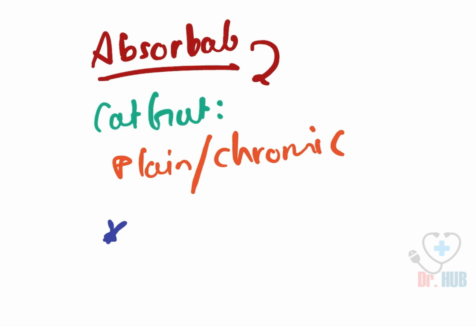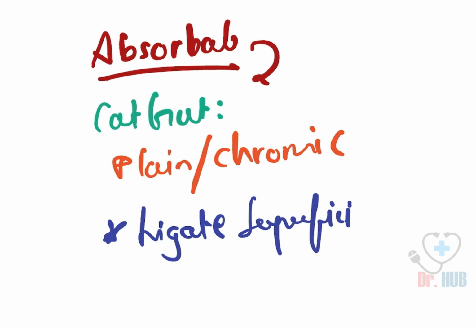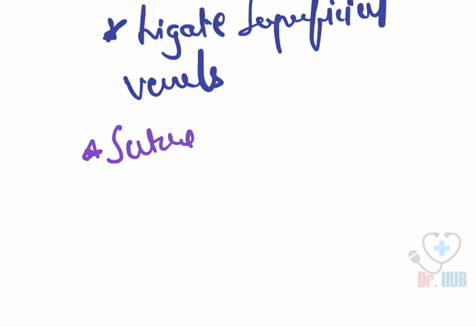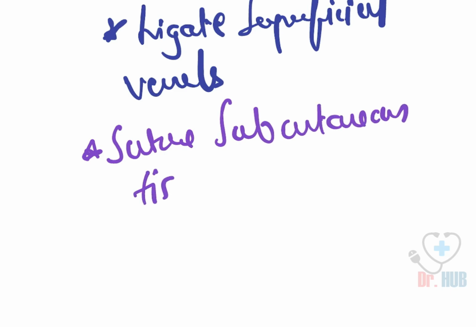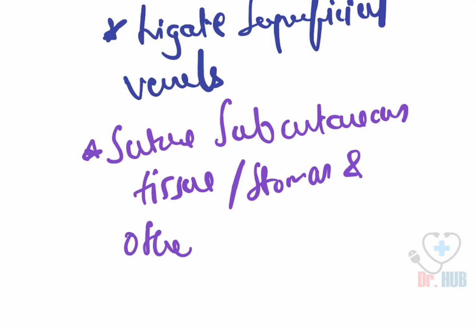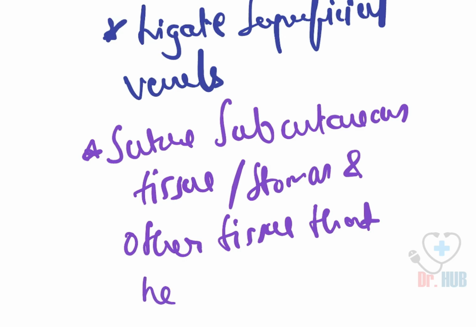And what are the uses? The use is to ligate superficial vessels, and also to suture the subcutaneous tissues as well as the stomas and other tissues that heal rapidly.